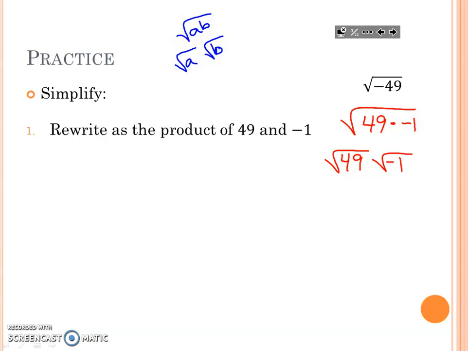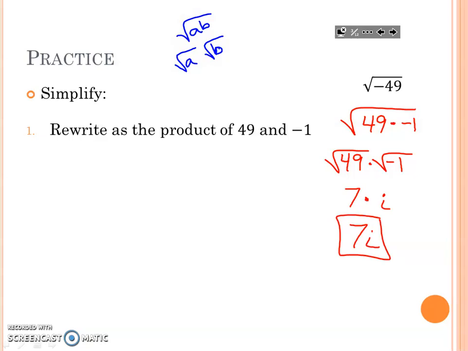We know what the square root of 49 is. The square root of 49 is 7. And if you look back at your previous slide, we just learned that the square root of -1 is i. So I have the square root of 49 times the square root of -1. Well, that's simply just 7i, or 7 times i.